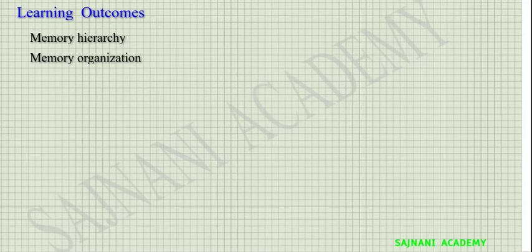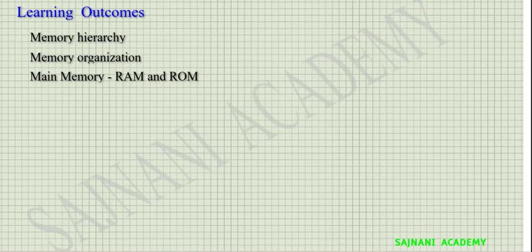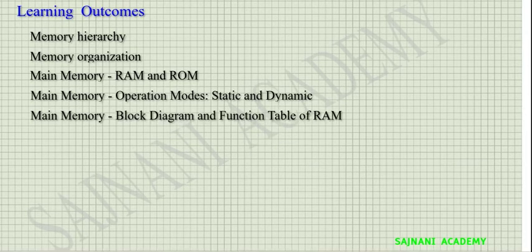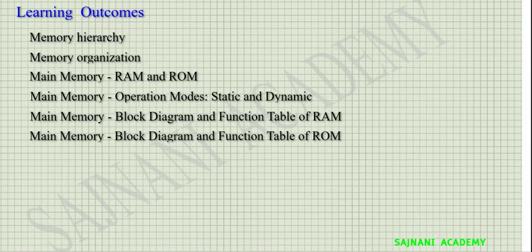We will discuss about computer organization, how the different memories talk to the CPU. We will talk about the main memory, that is RAM and ROM. Then we will talk about the operation modes of the memory ICs, static versus dynamic. We will also talk about the block diagram and function table of RAM and ROM ICs.